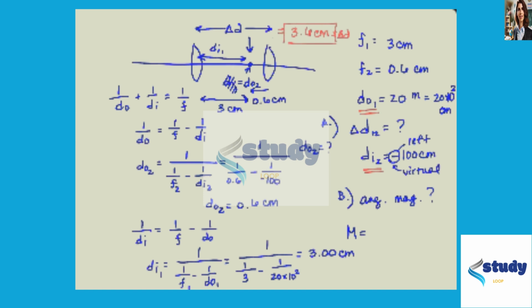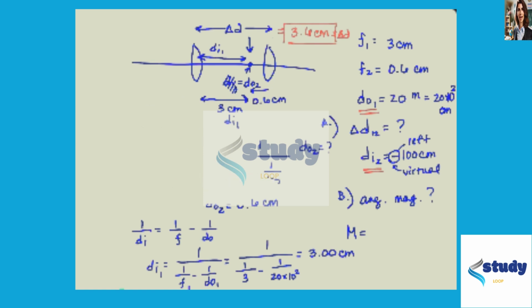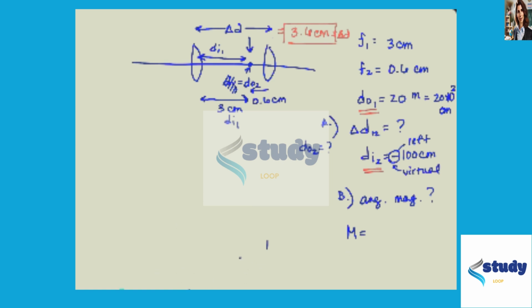For the next part, for angular magnification, we actually need to know what my linear magnification is before we can solve for this. So we are going to write down some of our values. This is DI1, and this here was DO2. We're going to make some room by clearing some of this out. For this next part, we're going to solve for linear magnification first. That's going to help us solve for our angular magnification a little bit later.